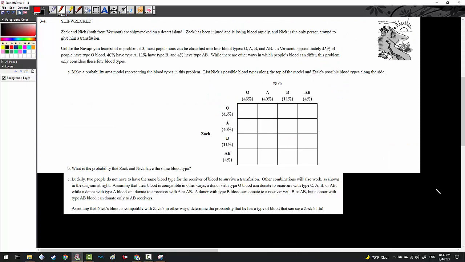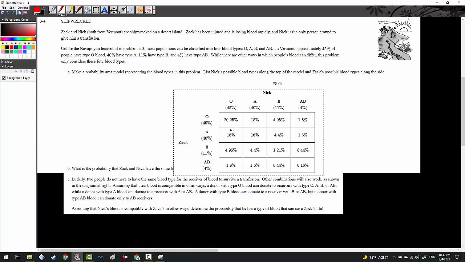And here we go in 3-4. They talk about shipwrecked, and here's the thing about all these probability problems: there's so much exposition that needs to happen, so feel free to pause and read about the problem about the 4 blood types and Nick and Zach and all of them. But part A, without wasting too much time, says, make a probability area model representing the blood types in this problem. List Nick's possible blood at the top and Zach's possible blood on the side, just like the table. Without taking up too much time, bam, there you go.